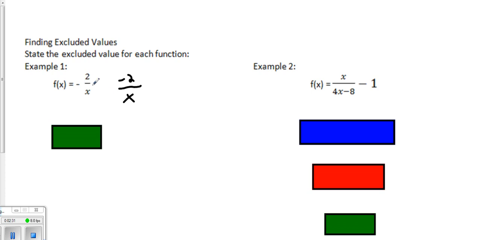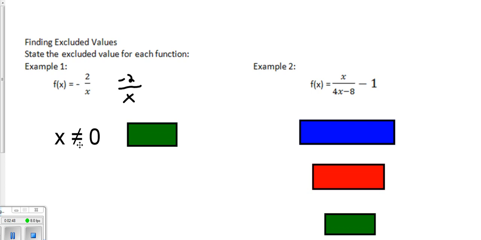Now, in either case, whether the negative is on top or on bottom, what we have is a denominator of x. Now to find our excluded value, we just set our whole denominator equal to 0, and then solve for x. In this case, we can just say x cannot equal 0, because we do not want this denominator equal to 0. There's no solving left to do, because we already have x alone, so that would be our excluded value. We cannot have a spot where x equals 0.